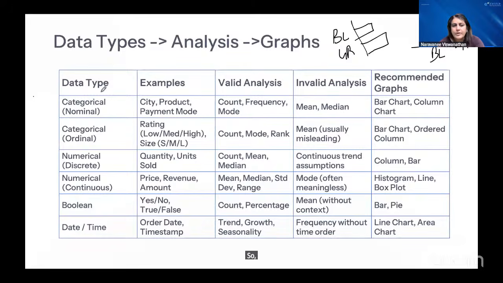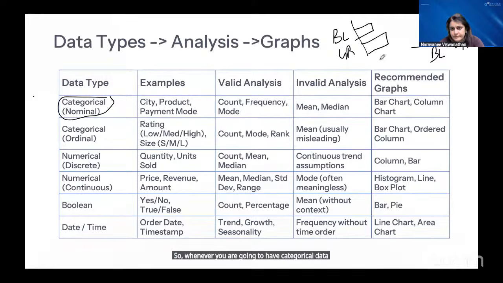Whenever you have categorical data, it can be color, model, brand names, product names, payment mode, wherever your data involves counting. You can only use a bar graph or a column graph. You can also have a pie chart, a stacked chart, or a 100% stacked column chart over time. Is it clear what kind of graphs you can do with categorical data?